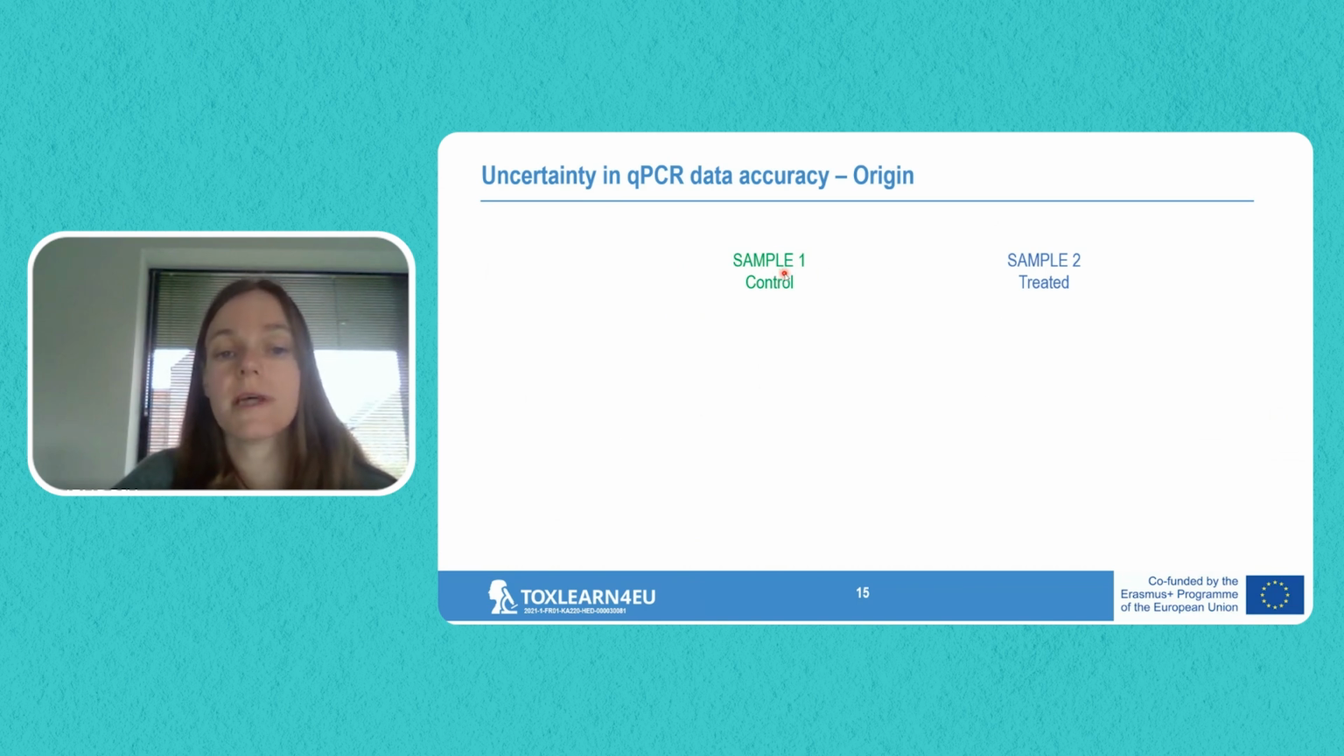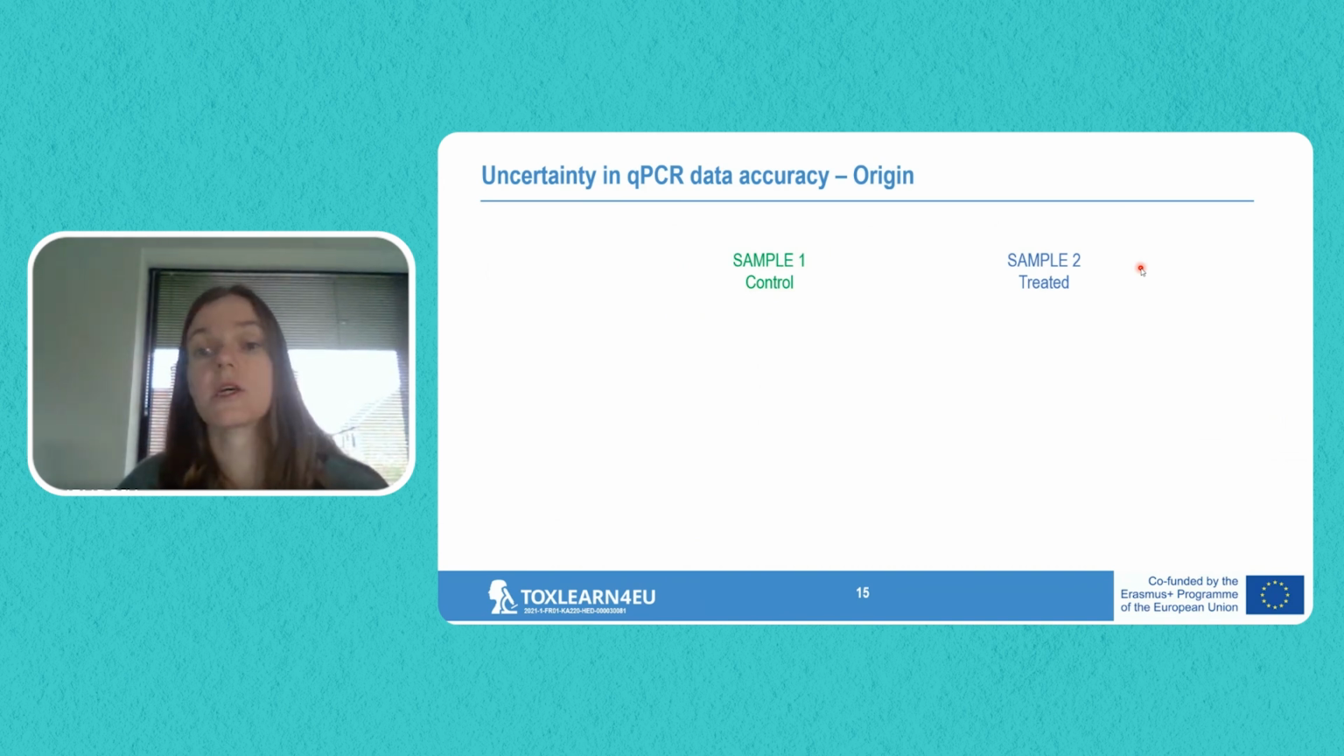So we have two samples. Sample 1 is a cDNA sample obtained from controls. So in this case, we could say control Arabidopsis plants. And sample 2 is a cDNA sample derived from plants treated with a high zinc concentration.